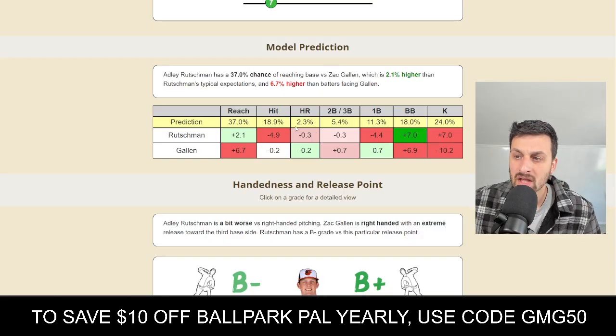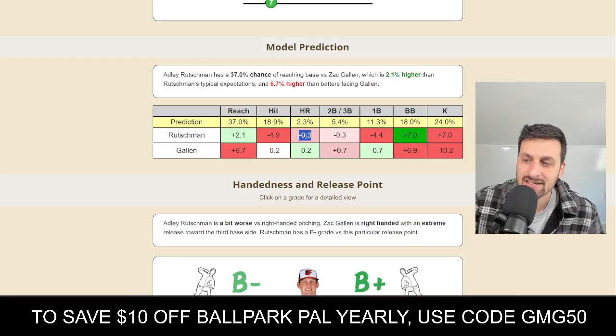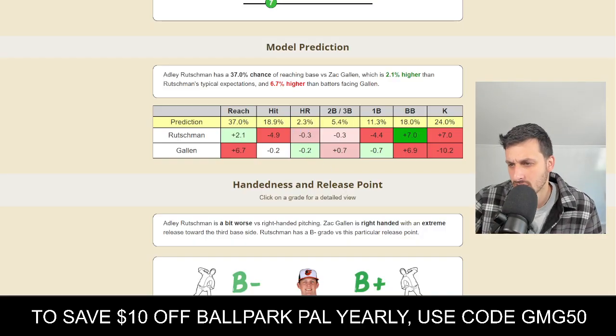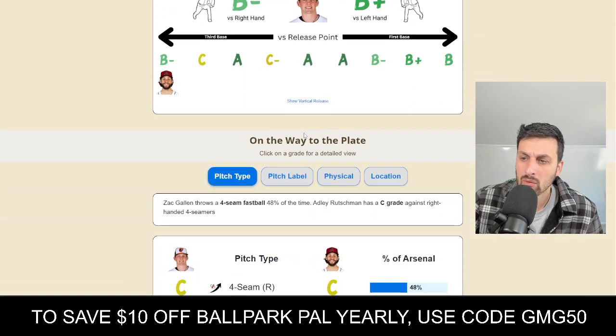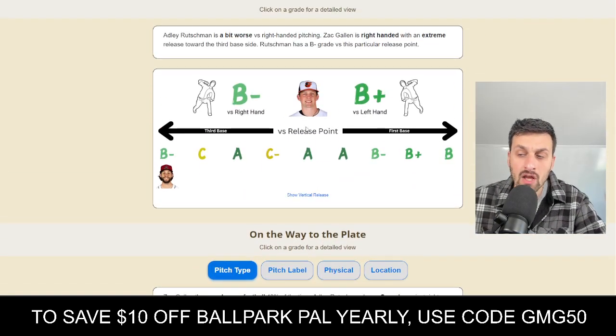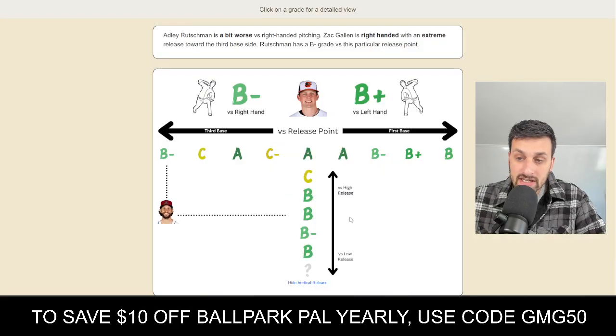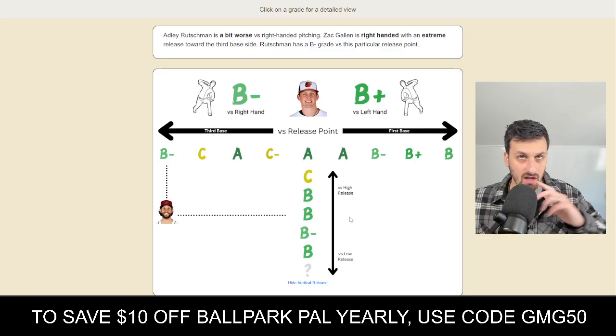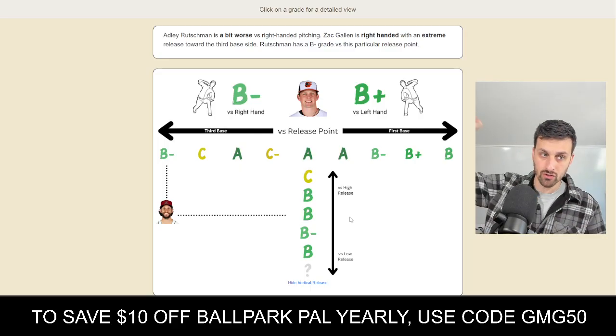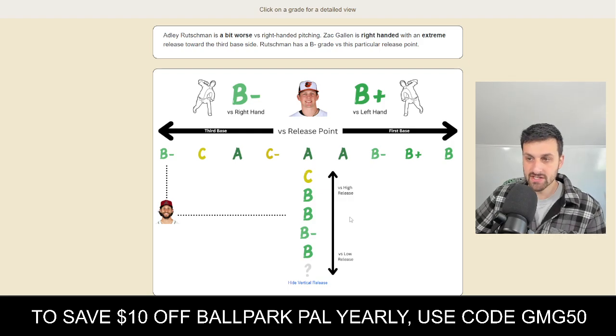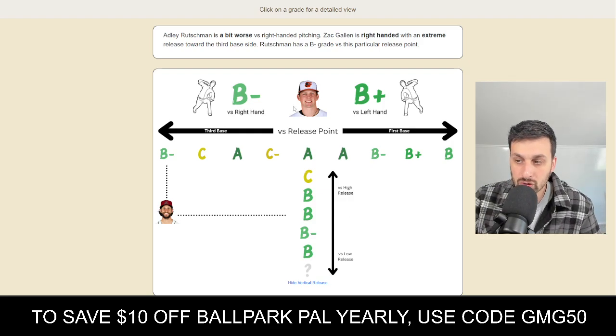Sometimes I glance here and I see a slight negative for home run given the matchup. Again, it's not something that I put a lot of stock into here. What I really like is down here. So this shows the release point of Zach Gallen, both horizontal and vertical, like where the pitcher throws the ball, where the pitcher's usual release is, and then how Adley Rutschman grades versus it.